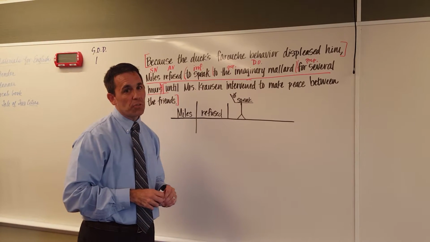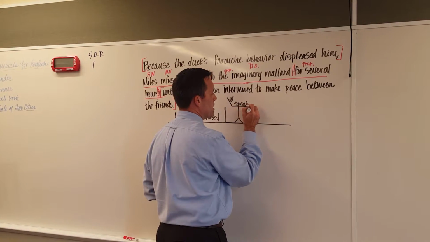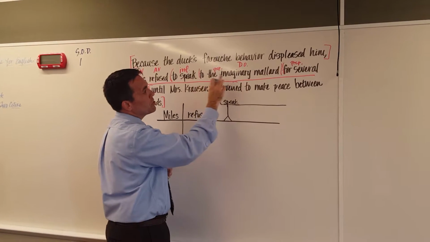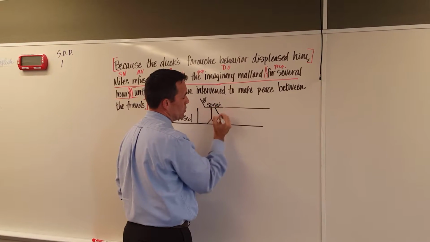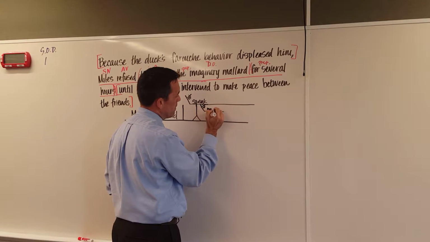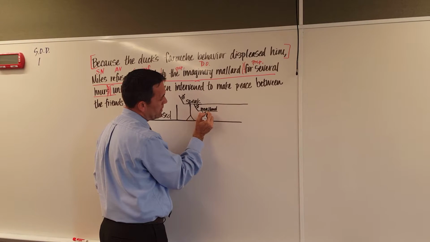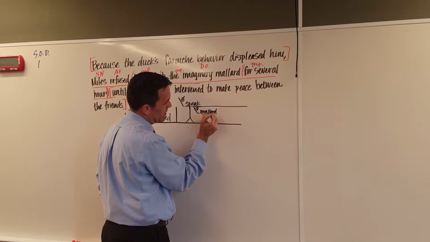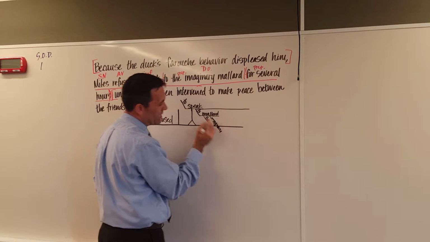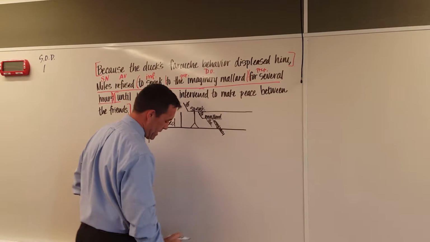Both of these prepositional phrases are going to be diagrammed underneath the line of to speak, but above the main line. So to the imaginary mallard, to is my preposition and mallard is my object, and the is a modifier for mallard, as is imaginary. And we find that sometimes our modifiers are going to cross that main line. It's preferable if they don't.